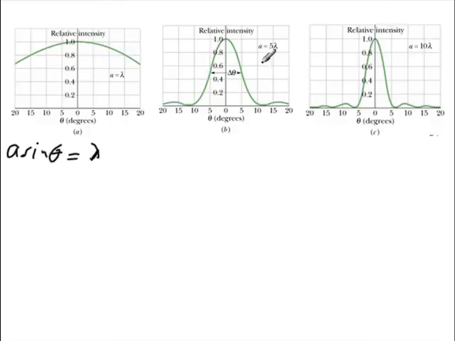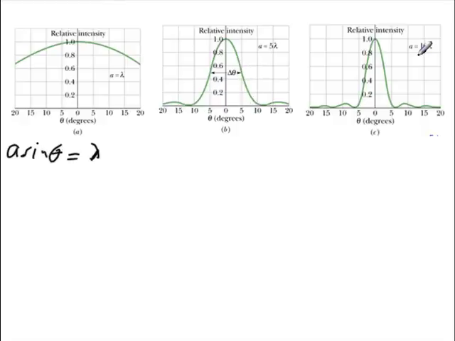If instead I change it so that a sine theta equals 5 lambda, so now the slit width is 5 times the wavelength, then the peak is much less broad, drops off much more quickly, and we find a minimum already here between 10 and 15 degrees. And we have another maximum and almost to a minimum by the time we reach 20 degrees. So notice that's much narrower, much sharper peak.